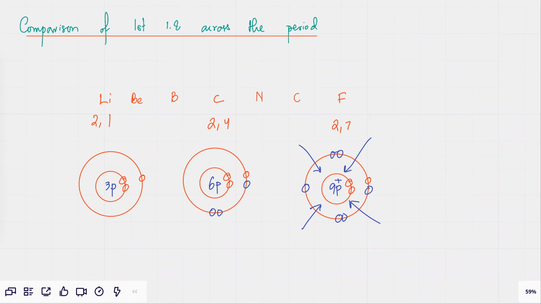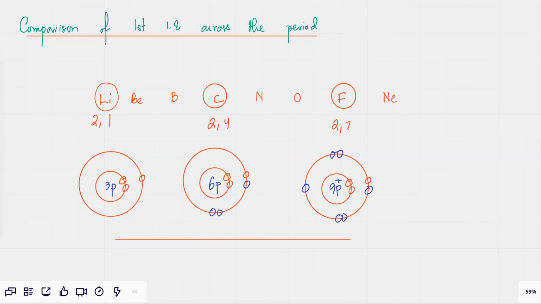Carbon, group 5, then oxygen, group 6, fluorine, group 7, and then neon. I've only drawn lithium and carbon and neon. So not neon, I actually have drawn fluorine. But you'll understand the trend, what's going on. I'm going to rub these off. So when you move across the period to the right of the periodic table, we're trying to move in this direction.